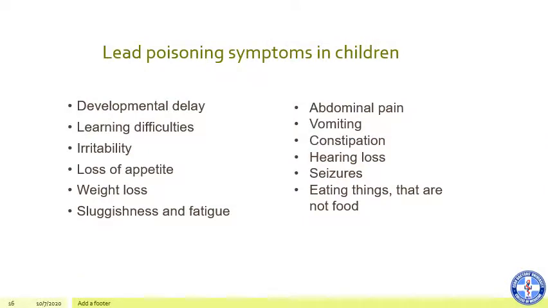Now, let us run down the lead poisoning symptoms in children. We have developmental delay, learning difficulties, irritability, loss of appetite, weight loss, sluggishness and fatigue, episodes of abdominal pain, vomiting, constipation. There will be hearing loss, seizures, and eating things that are not food, a psychological disorder called pica.